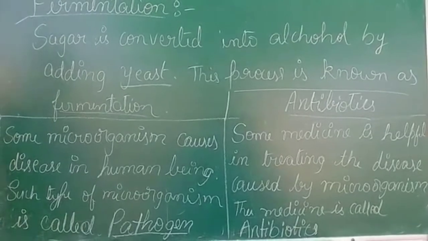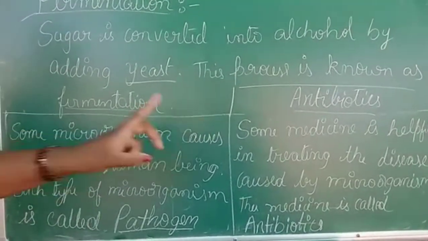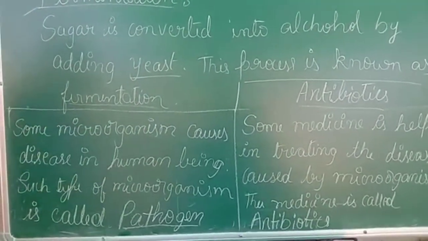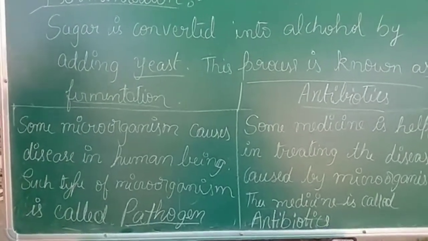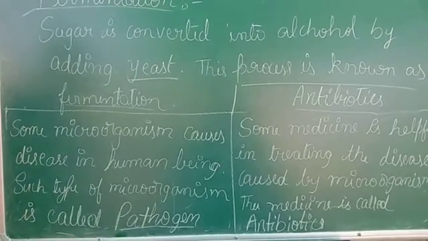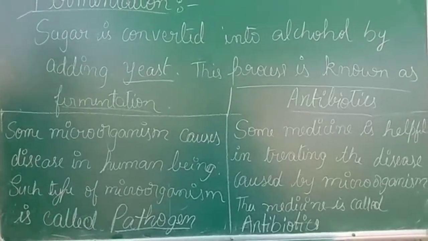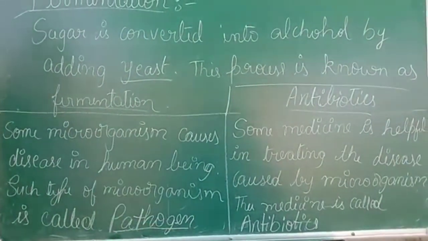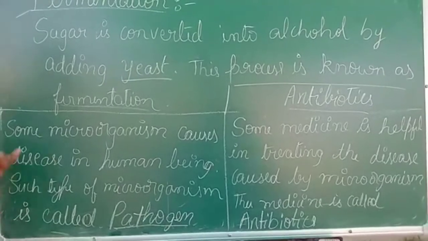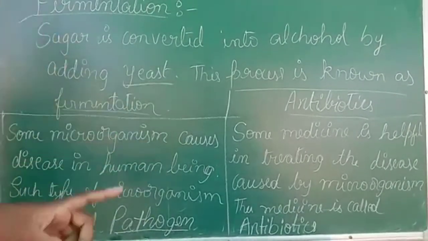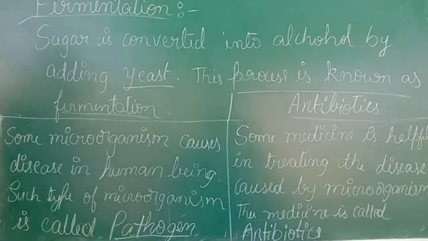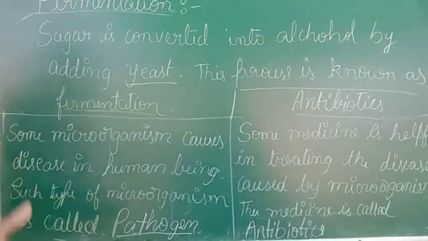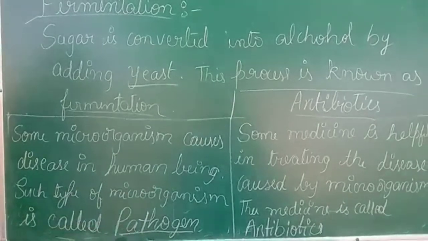And the next one is that some organisms cause diseases in human beings. Some diseases are caused in human beings by certain microorganisms. Such types of microorganisms are called pathogens. So what is a pathogen? Some microorganisms cause disease in human beings. Such microorganisms which cause diseases in human beings are known as pathogens.